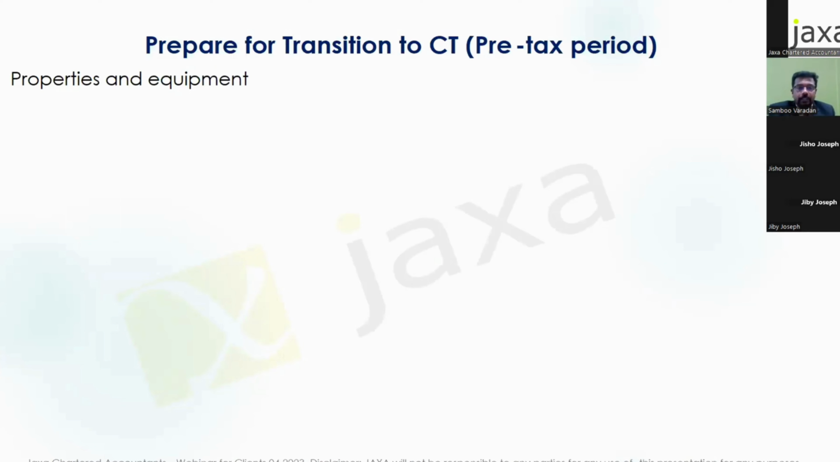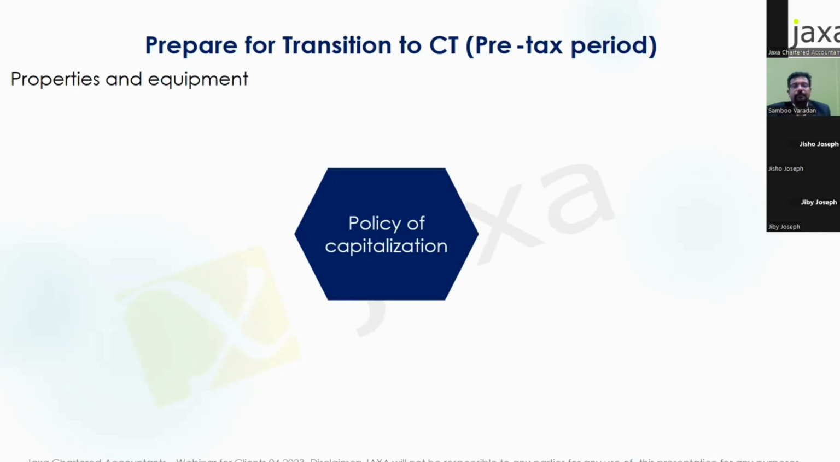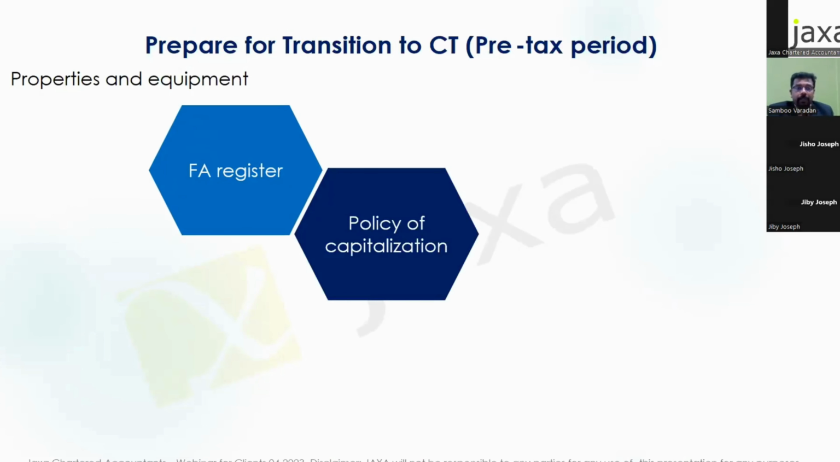We will start with properties and equipments. Now, first, the company should set a threshold above which a qualifying expenditure will be treated as a fixed asset, and below which it will be charged as an expense. Now, the company should maintain proper FA registers. By FA register, what we mean is you should have a register which contains the details of acquisition cost, accumulated depreciation, depreciation expenses, date of acquisition, etc.